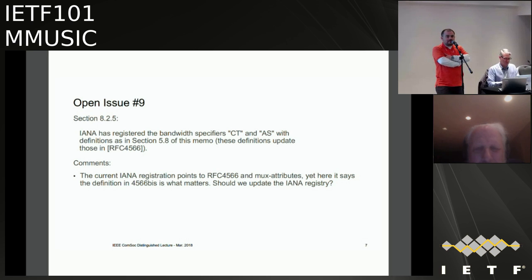Well, the registration changed. Why did the registration change? Because of the MUX attributes. Okay. So my question is, do we still need the reference to MUX attributes to refer to what the MUX attributes draft did, so that the IANA draft should refer to 4566 bis and MUX attributes, or should it just refer to 4566 bis? Clearly, the 4566 needs to get updated to bis. The question is, should the MUX attributes part still be there as well?